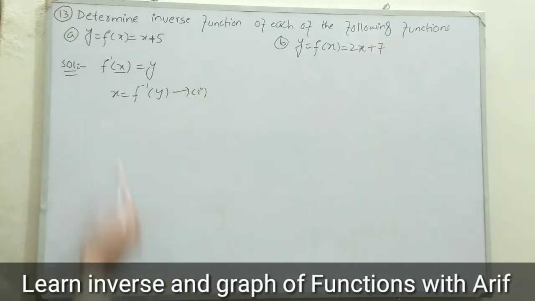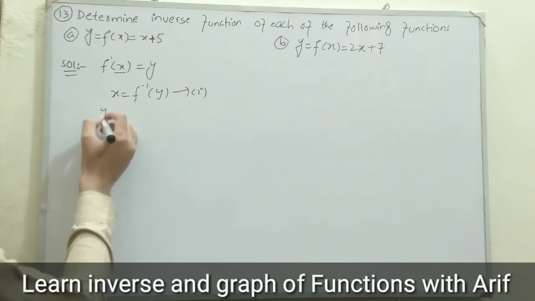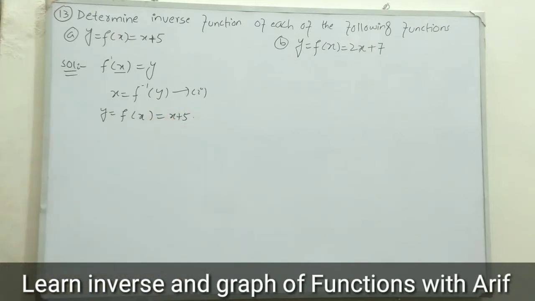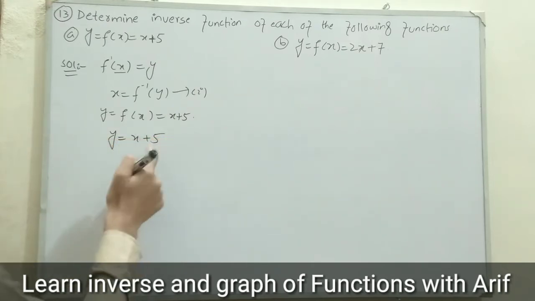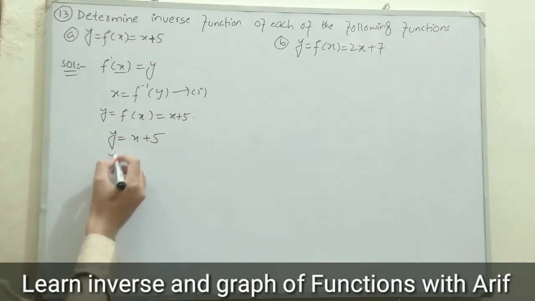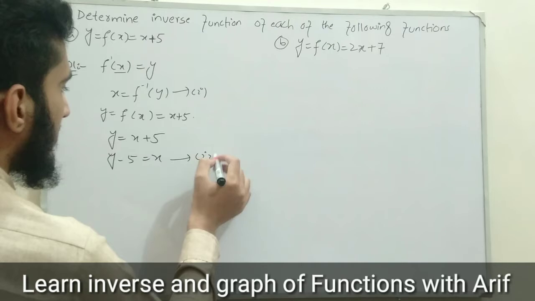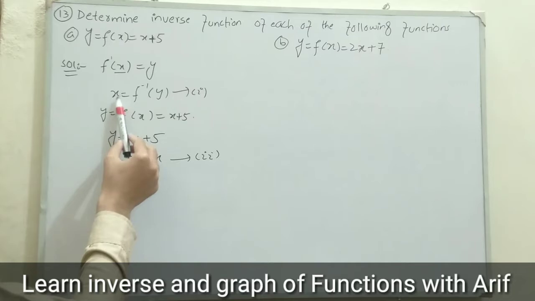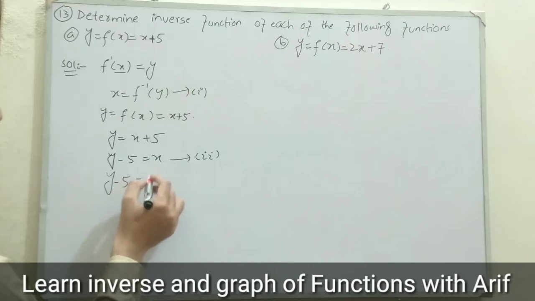After this, they tell that y is equal to x plus 5, or we can also take y is equal to f of x is equal to x plus 5. Now we can take this equation, y is equal to x plus 5. Now shift this 5 to the left hand side, it becomes y minus 5 is equal to x. Let's suppose this is the second condition. In the first condition, we have x is equal to f inverse y. So put the value of x is equal to f inverse y in this equation. It becomes y minus 5 is equal to f inverse y.